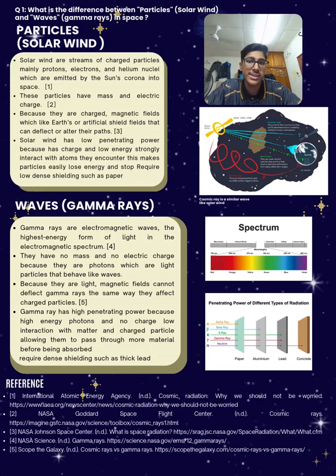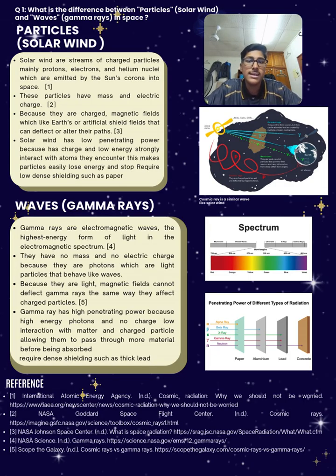Now let's talk about waves, specifically gamma rays. Gamma rays are electromagnetic waves, and they are the highest energy form of light in the electromagnetic spectrum, as you can see on your right side. Gamma rays have no mass and no electric charge because they are photons. Because gamma rays are light, magnetic fields cannot deflect them. You can see how the gamma rays do not deflect in the above right picture.